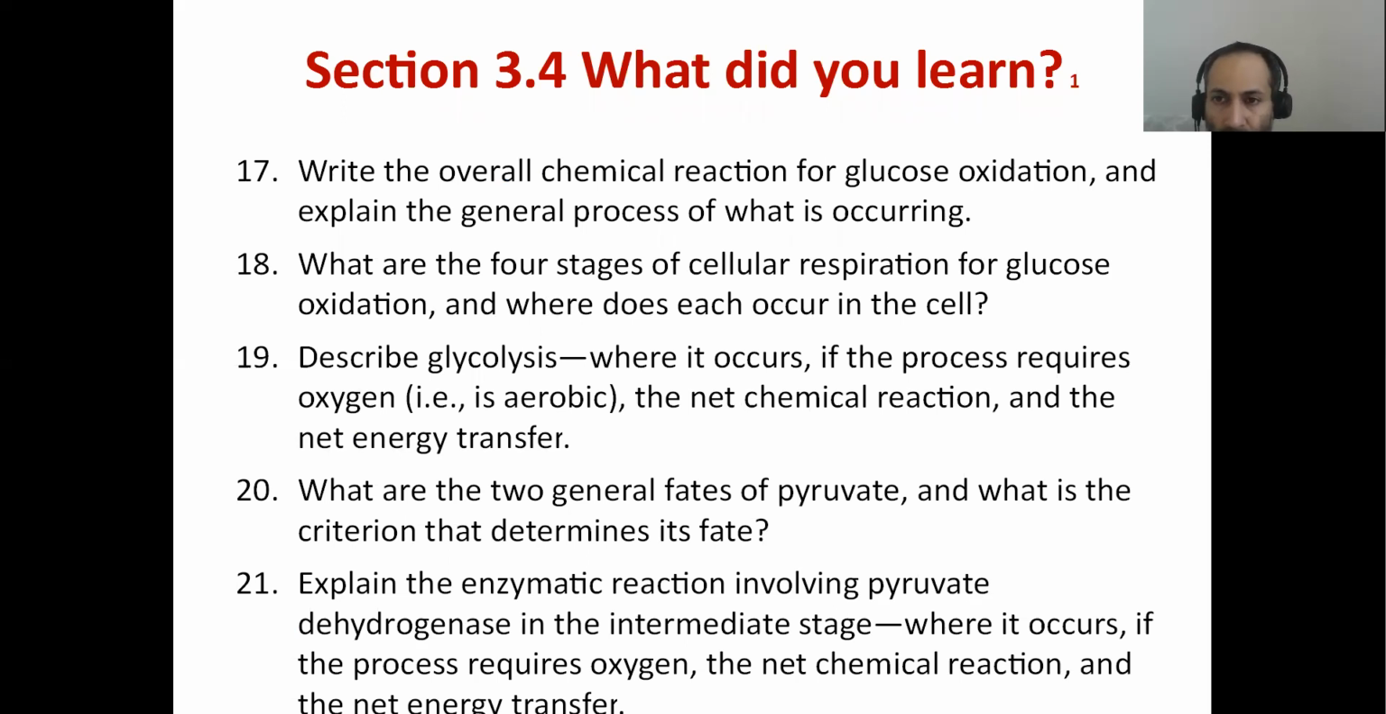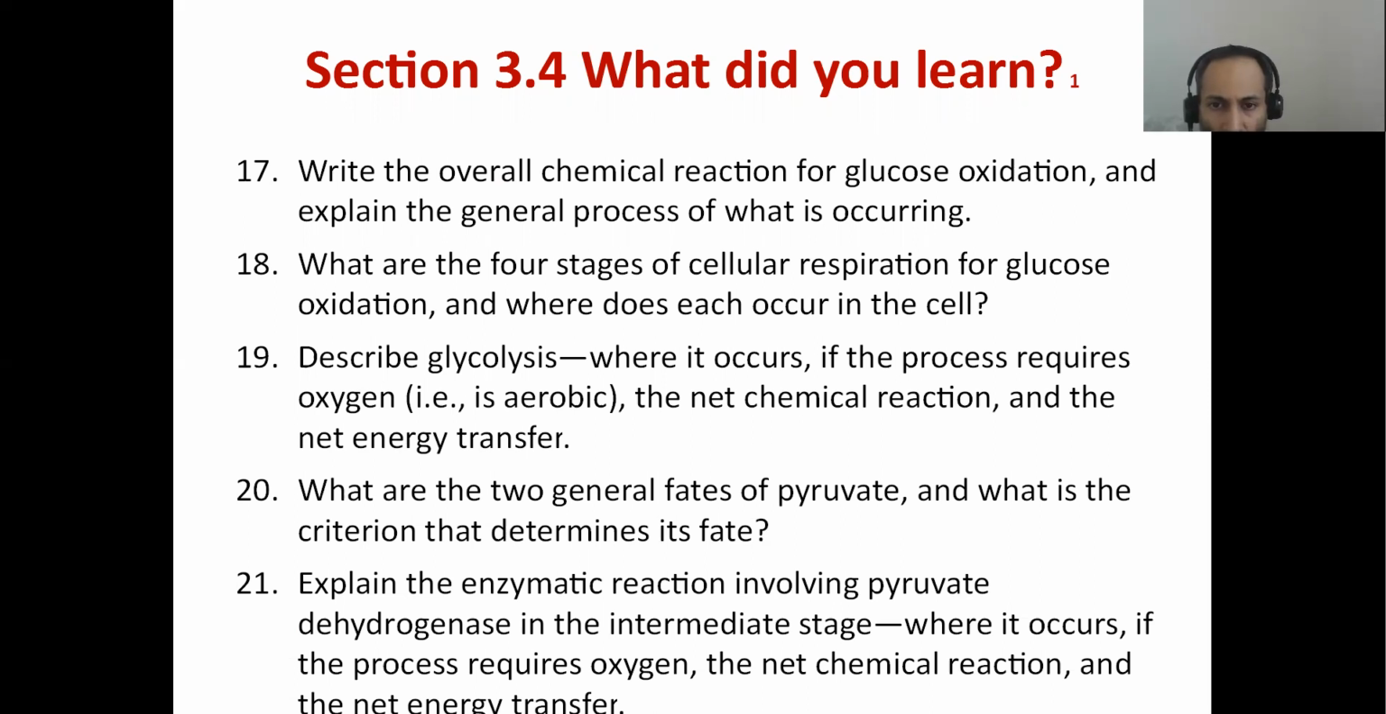Describe glycolysis: splitting of a glucose molecule into 2, 3-carbon pyruvates. It occurs in the cytosol. Does the process require oxygen? Yes. Oh, it does not, sorry. It's anaerobic. The net chemical reaction and the net energy: you get 2 ATPs out of it. What are the 2 general fates of pyruvate? Either in the presence of oxygen, it moves on as acetyl coenzyme A into the intermediate stage, or it is converted into lactic acid under anaerobic conditions, in the lack of oxygen.